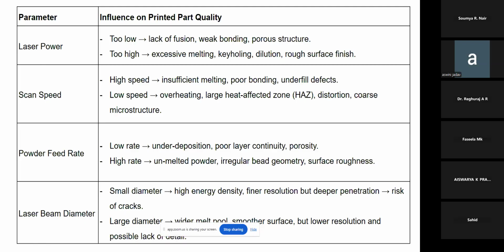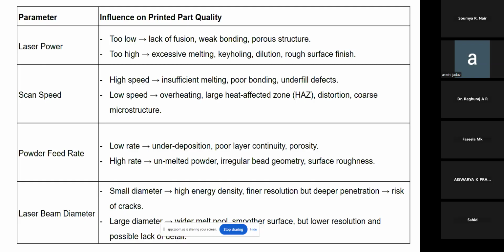And if you go with the low speed, what will happen? You will have more overheating, right? You are spending more time. You are giving more thermal energy to melt the powder. Because of that, what will happen? Large heat affected zone. You will have distortion. You will have coarse microstructures that lead to reduced mechanical properties. So use a proper scan speed.